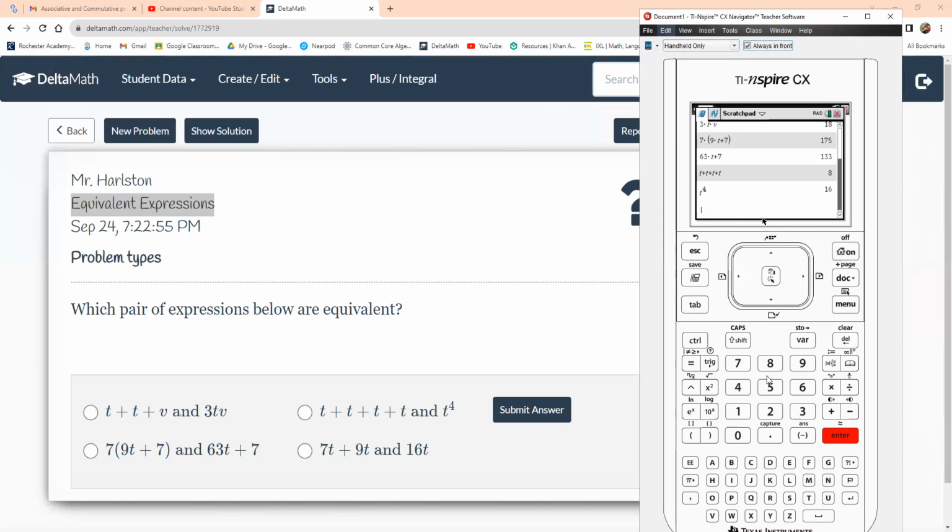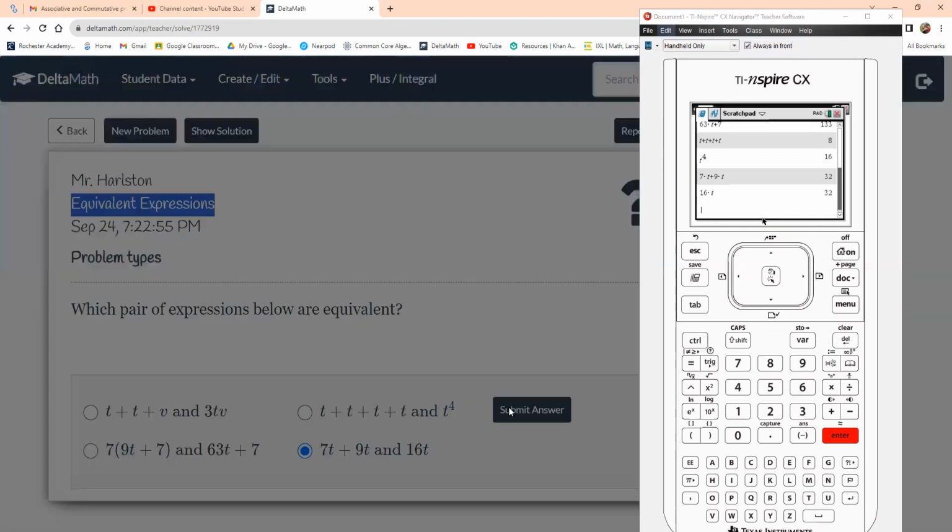So this is going to be 7T plus 9T, and I get 32. Now when I put in 16T, I also get 32. So this is my answer, and we're done.